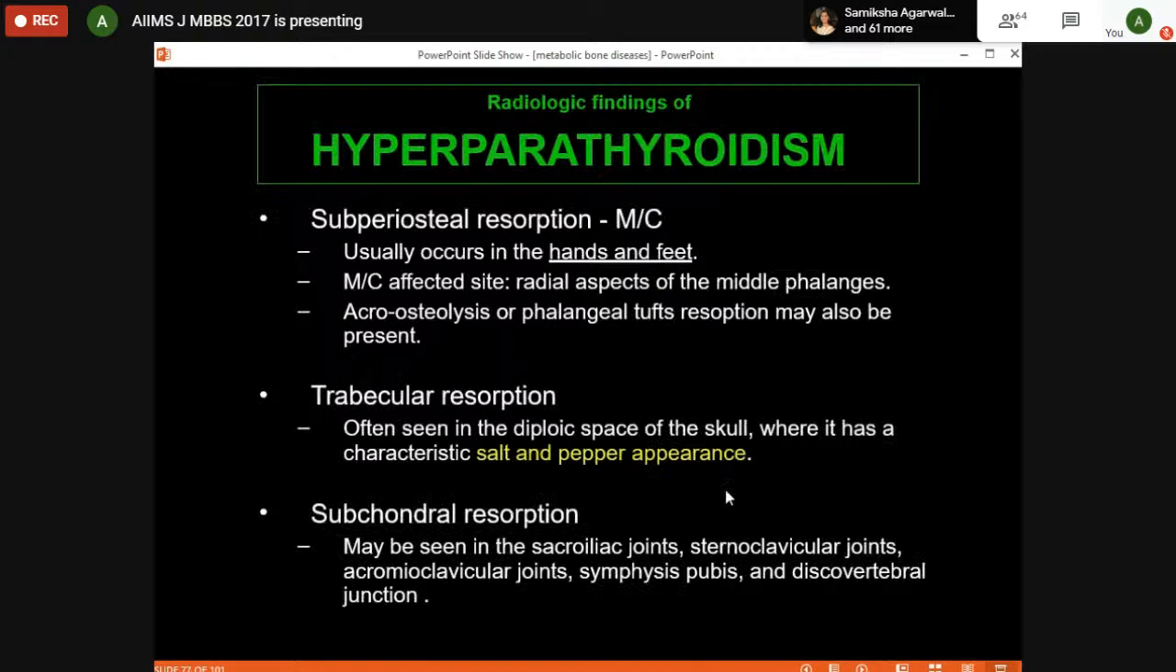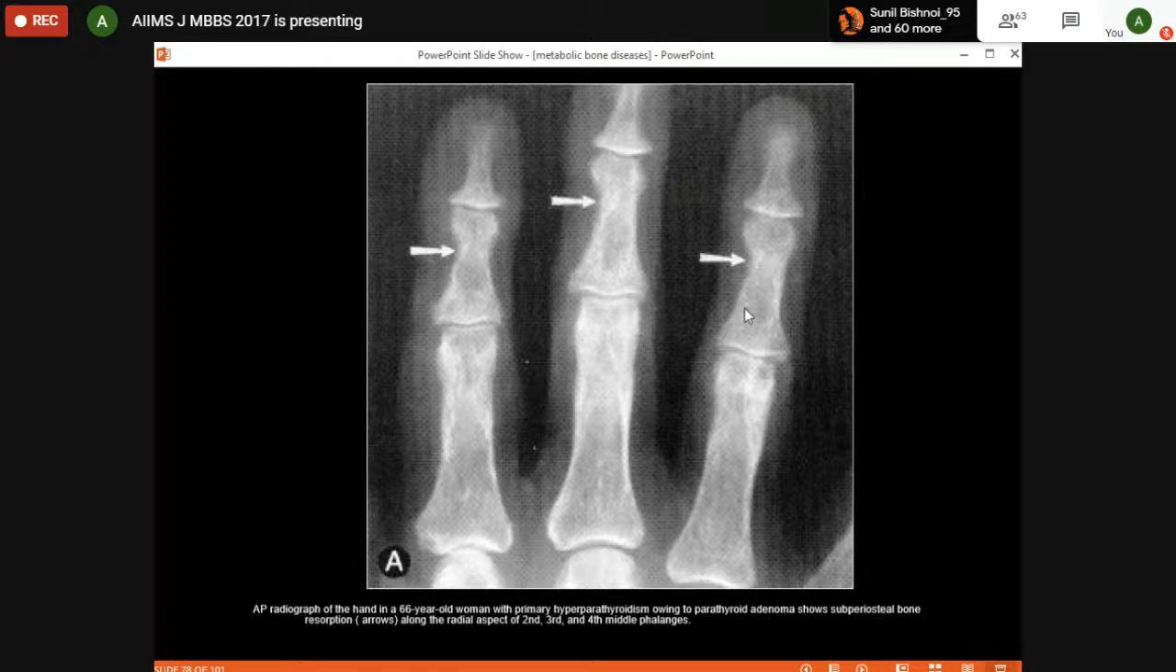Here you can see subperiosteal resorption first, which is most common. It usually occurs in the hands and feet. Most commonly affected sites are the radial aspects of the middle phalanges. Acroosteolysis or phalangeal tufts resorption may also be present. Here you can see the radial aspect of the phalanges is resorbed, as well as the acroosteolysis. You can see the distal margin of the distal phalanx is also resorbed. These all are features of hyperparathyroidism.